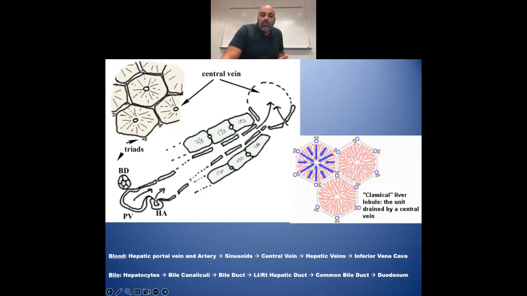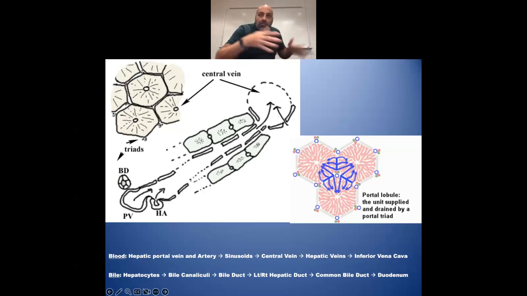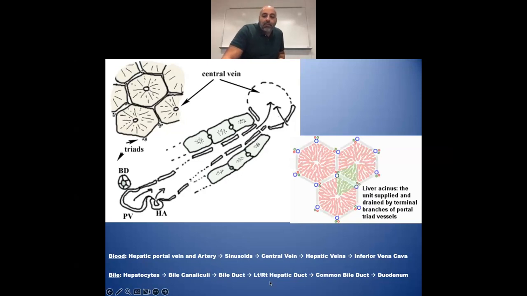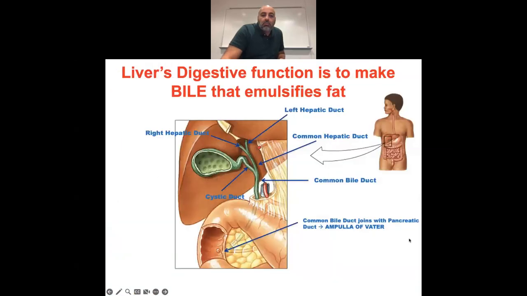So that's what they're saying here. Blood, hepatic portal vein, rich in nutrition, artery, rich in oxygen, pass through the sinusoids, central vein, hepatic veins, inferior vena cava. Bile, because the hepatocytes are making it, enters what are called bile canaliculi. They're like little canals on the way out to that bile duct, out the left and right hepatic duct and common bile duct, duodenum. Okay.